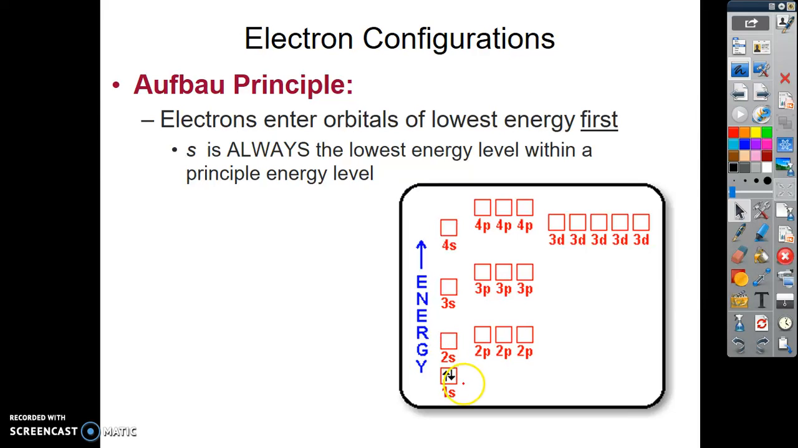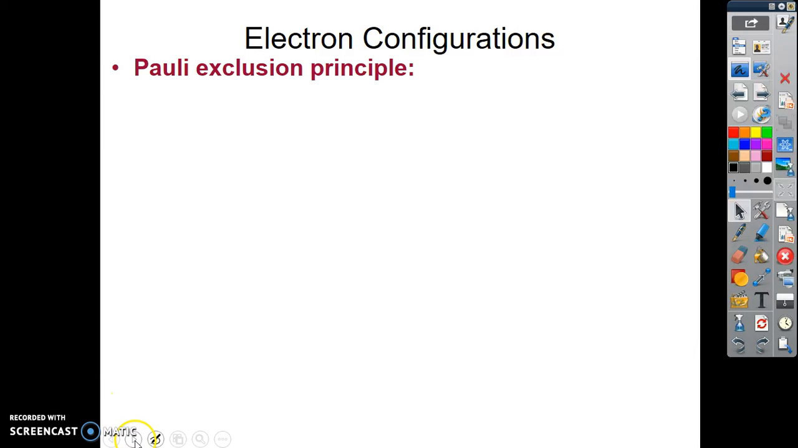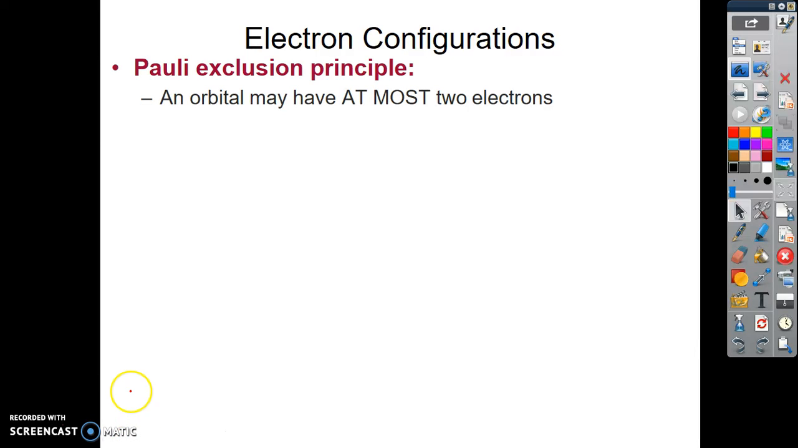Now, each of these boxes is representing one of those orbitals, and each of these arrows represents an electron inside that orbital. So each orbital can hold 2 electrons there. But you have to fill it this way. You can't fill in the 3p before you fill in the 2s or the 2p because it's higher in energy. The Pauli exclusion principle says that every orbital can hold at most 2 electrons.